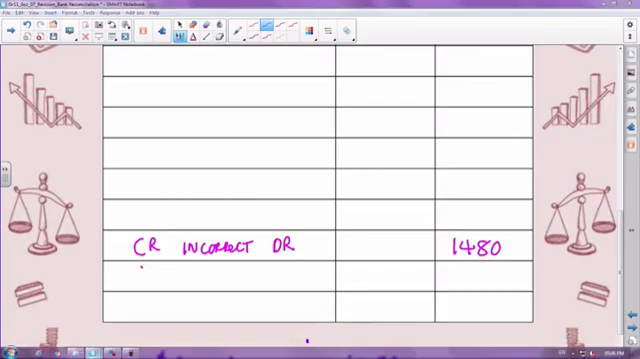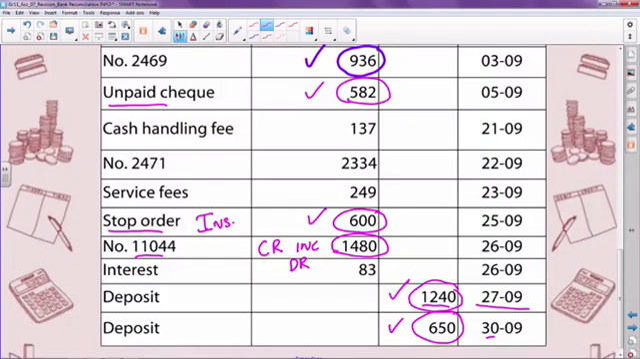Right, next bit of information. Immediately, what have we noticed? We've dealt with quite a bit on the bank statement, but there's still a bit more for us to look at. Let's look at cash handling fees, 1,137. Then we've got service fees that the bank charged us, 249. And then we've got interest that the bank is also charging us. How do I know the bank is charging me this interest? Because it's appearing on the debit side of my bank statement.